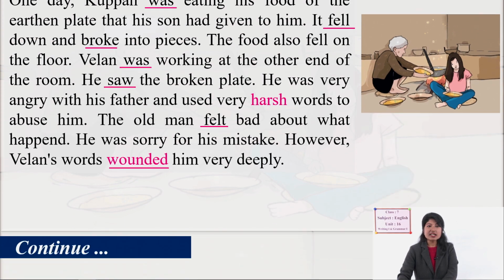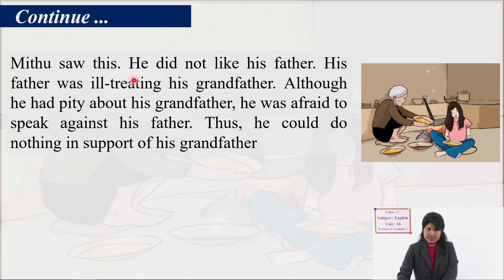Let's continue next. Mithu saw this. He did not like his father. His father was ill-treating his grandfather. Although he had pity about his grandfather, he was afraid to speak against his father. Thus, he could do nothing in support of his grandfather. So, let's underline the verbs again, like did, then was again, and then had. After that, was. Okay, and finally, could. Okay, so these are the verbs.